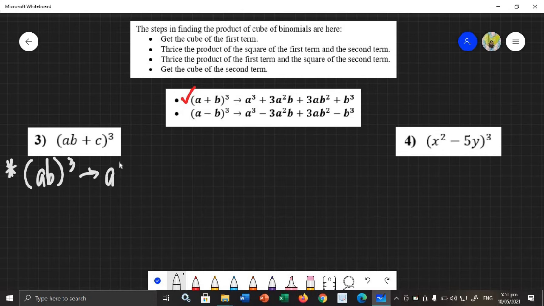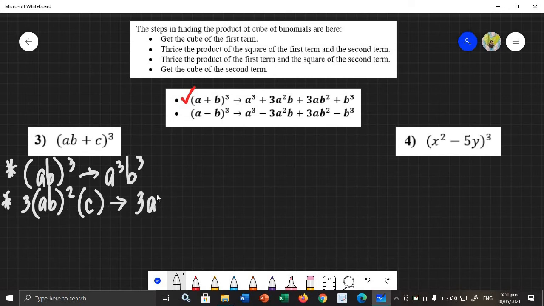So we have A cube, B cube. And then the second step is thrice the product of the square of the first term. So let's square the first term. So we have quantity AB squared and the second term. So the second term is C. So if we multiply all of this, we have 3A squared B squared C.